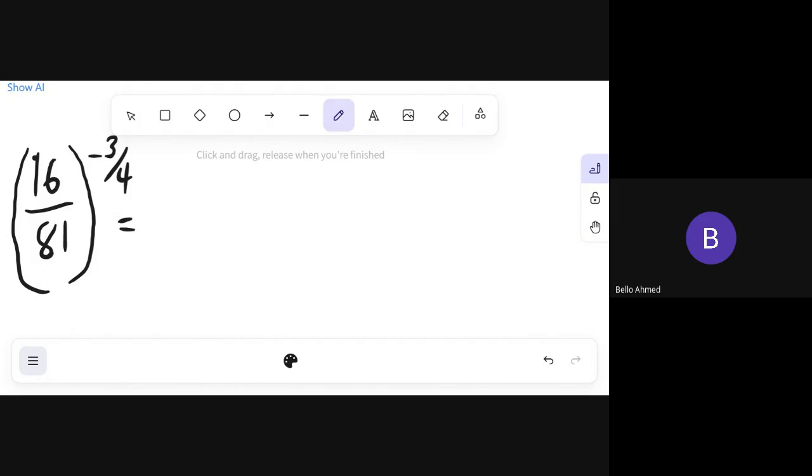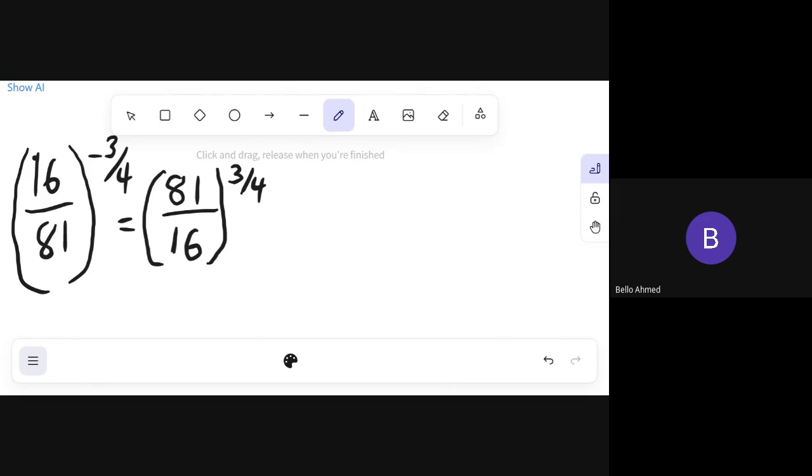It's going to be equal to, you see this power that is a minus, we are going to use it to turn this fraction upside down. So instead of writing 16 over 81, you're going to write 81 over 16, everything to the power of 3 over 4. Now notice that I have removed the minus, that is the negative power.